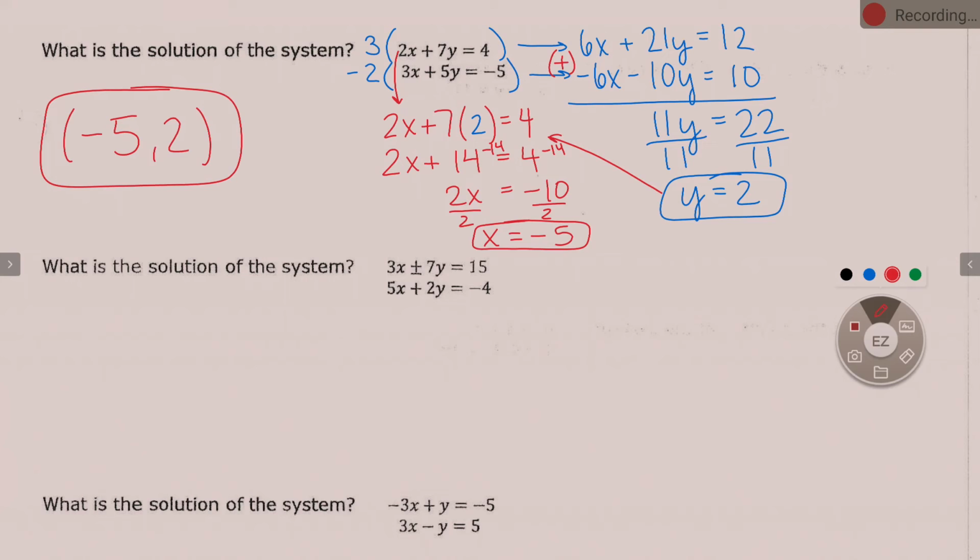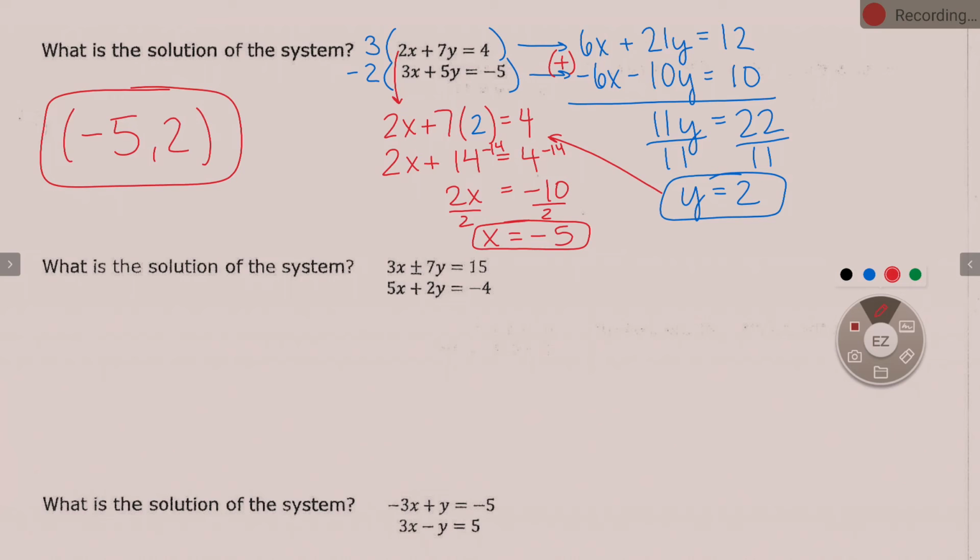Those are kind of the different variations of what you might have to do. You might be able to just add or subtract as is. You might want to multiply one of your equations by a negative so that you can just always add. You might have to multiply one or both equations by a number before you can add or subtract.